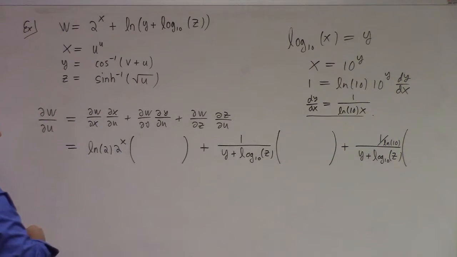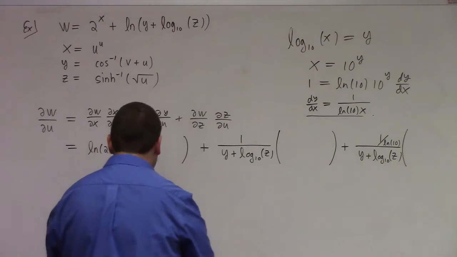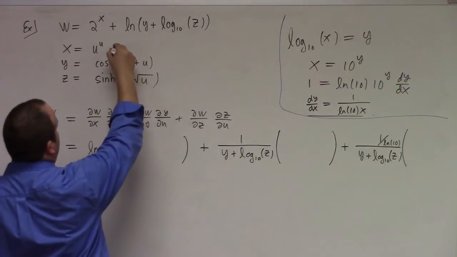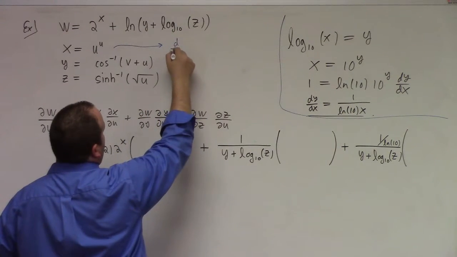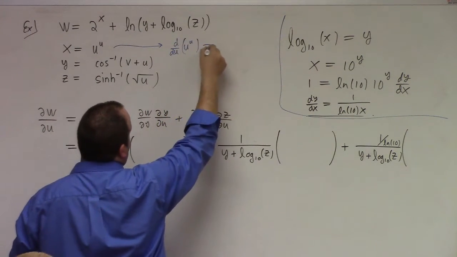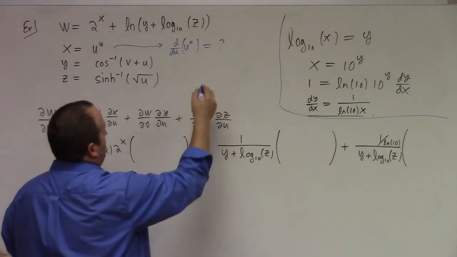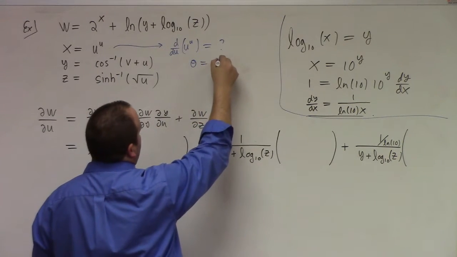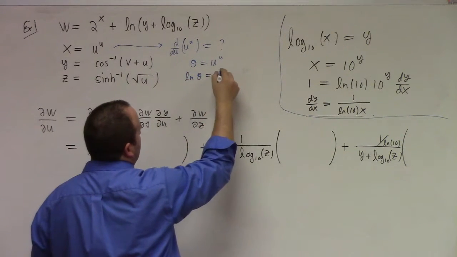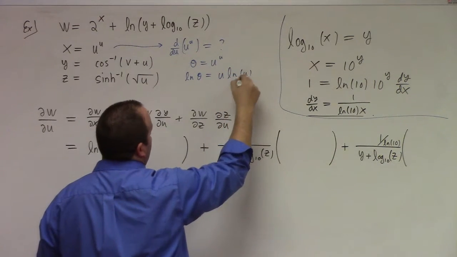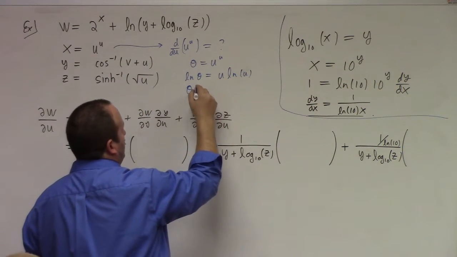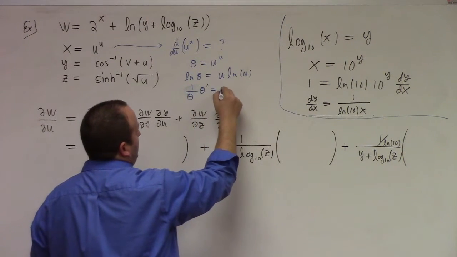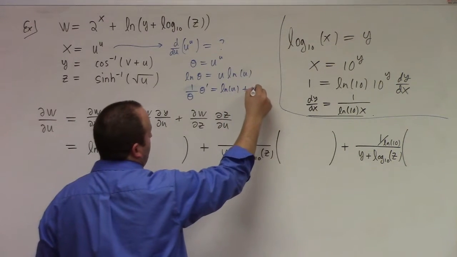So what's partial x partial u? In other words, what's the derivative of u to the u? Let's say theta is equal to u to the u. That means the natural log of theta is equal to u natural log of u, which means that theta prime over theta is equal to natural log of u plus u over u, which is 1.